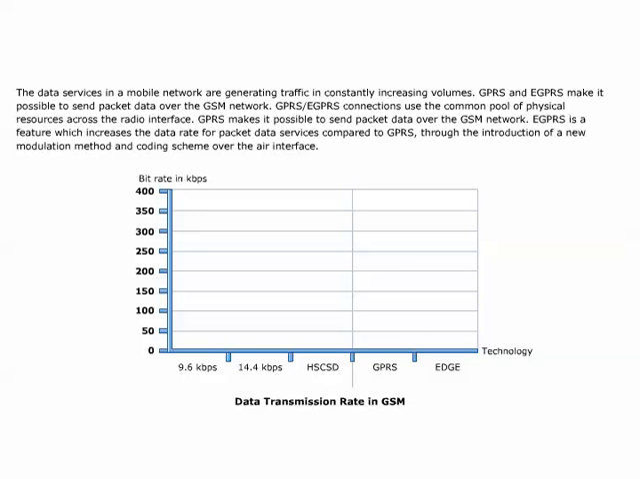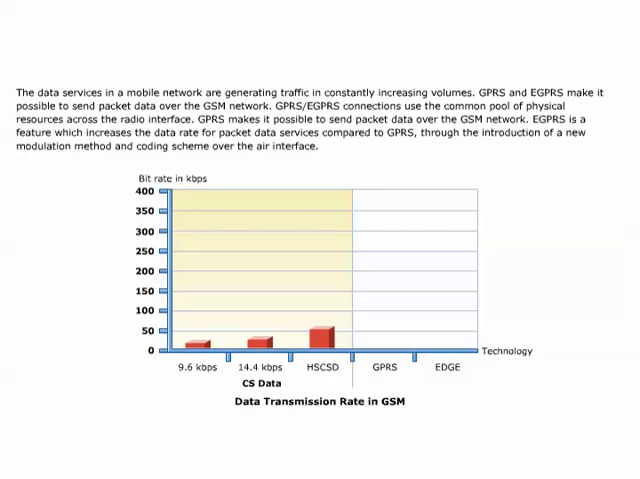Several technologies exist to handle the data services in a GSM network. The circuit switch data rate can be up to 14.4 kilobits per second per air interface time slot. Using the HSCSD technique, a circuit switch data rate of up to 56.7 kilobits per second can be achieved. This is going to result in approximately 12 kilobits per second user data rate per air interface time slot.